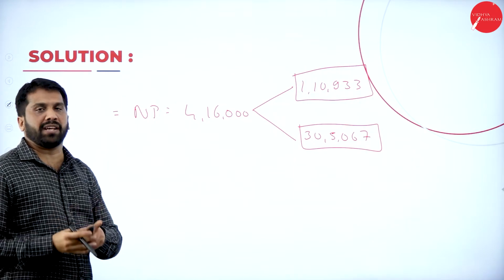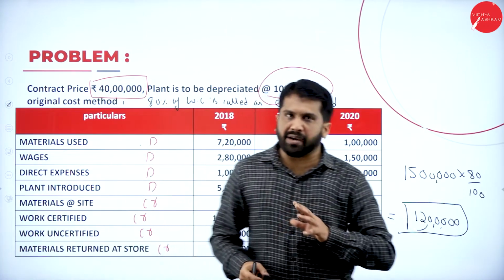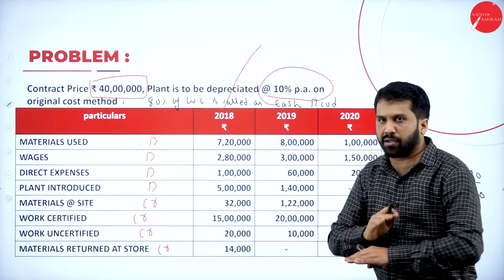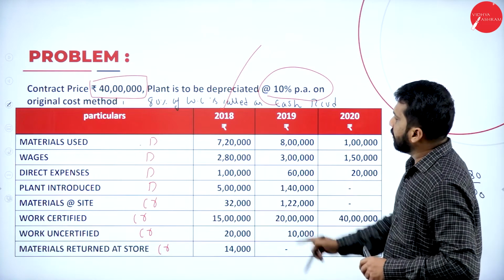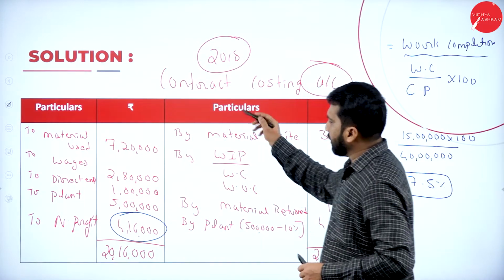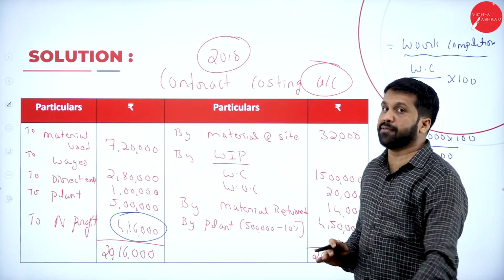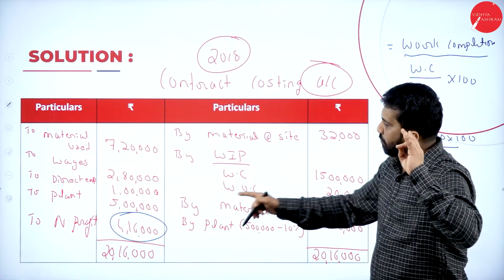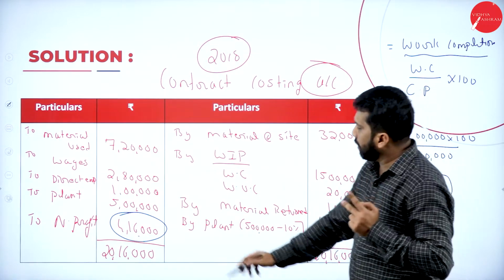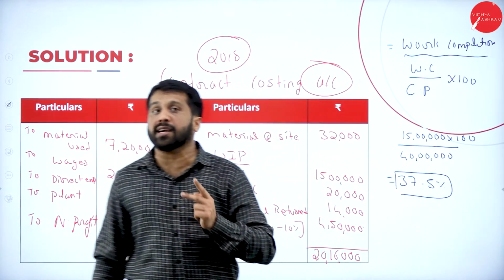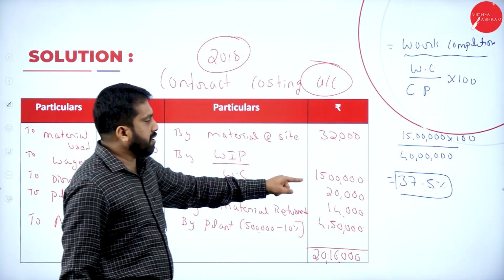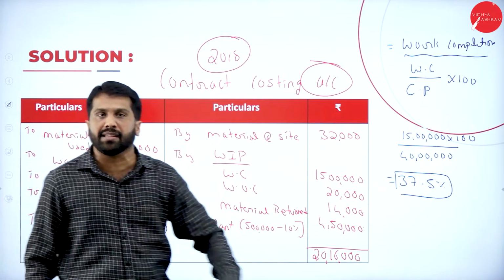Now, I'll explain once again, so don't be biased or confused. We are doing only 2018. 19 and 20 we are not doing today. In this, we have to do the normal contract account, with all the debit side and credit side. This is the first point. Second point, we have to see whether it is a profit or loss. It is a profit, yes. Third, you have to check your work completion. Your work completion is more than 25%, yes. If it is more than 25%, what is the next calculation?